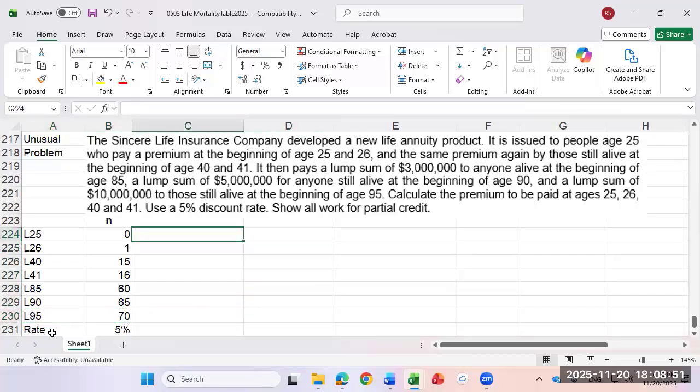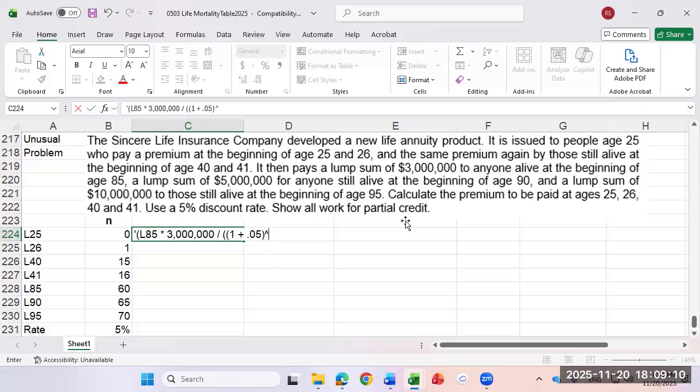So let's look at the numerator. The first payment is $3 million for people alive at age 85. So we're going to take L85 times 3 million divided by 1 plus 0.05 raised to the what? Our starting year is 25. This is L25, so raised to the 60th. Everybody understand why I'm saying 60 and not 61? If it was a death benefit to people age 95, then it would be raised to the 61st. Remember that this is not a difficult product.